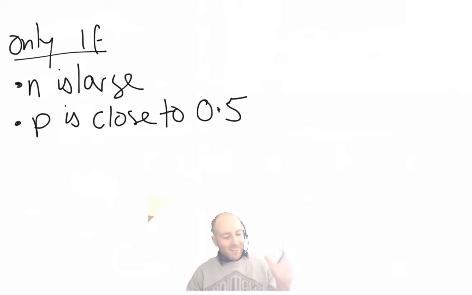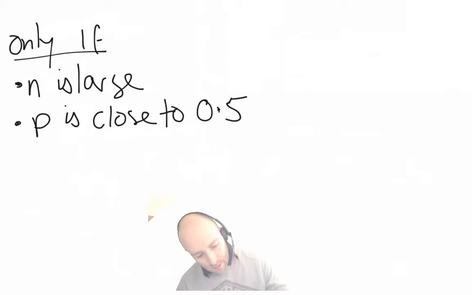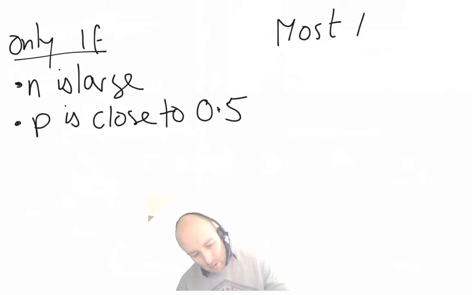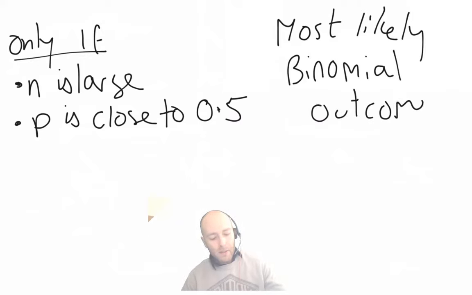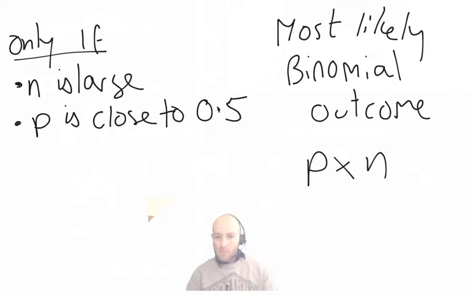Okay, so if n is large and p is close to 0.5, we can do this. The reason p needs to be close to 0.5 is if you imagine your probability of success, your most likely binomial outcome will be p times n. Yeah, so your most likely outcome on a binomial is probability times the number of trials.